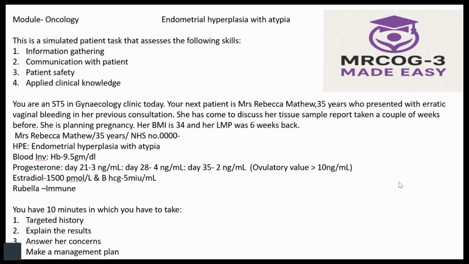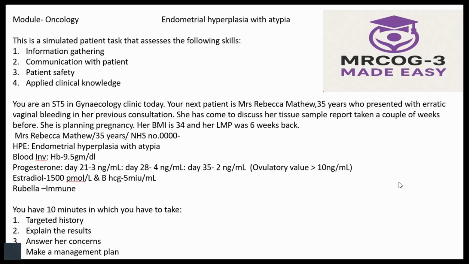Can you tell me, has any treatment been taken? Have you consulted anyone? Have you taken any treatment to have a baby? She will say yes or no. Sometimes she will say she has taken treatment, some ovulation inducing agent, or some herbal treatment.